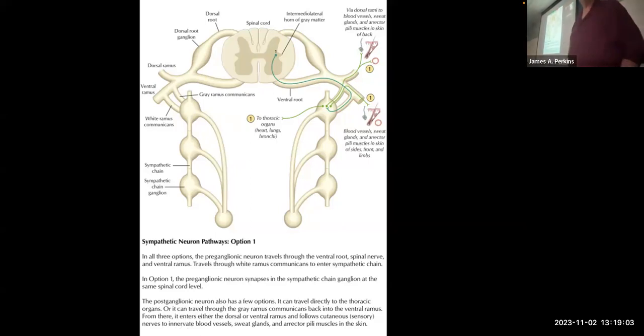Is there a reason for that? Probably. And I don't know. I mean, it has implications. It means that the signals travel more quickly through those myelinated axons to get into the sympathetic chain, but then the signal travels more slowly through the unmyelinated axons of the postganglionic neurons. But why that should be, I have no idea.